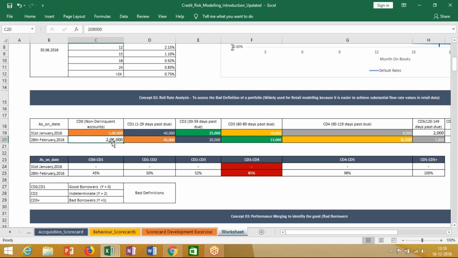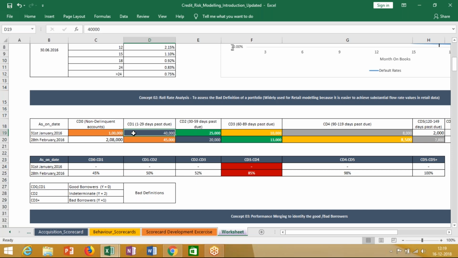Some new acquisitions have happened, and the gross balance in this bucket as of this month is represented here in cell C20. And then this 40,000 as on 31st Jan 2016, this balance was already in CD1, so it was already one cycle delinquent. Now, one cycle delinquent means what?